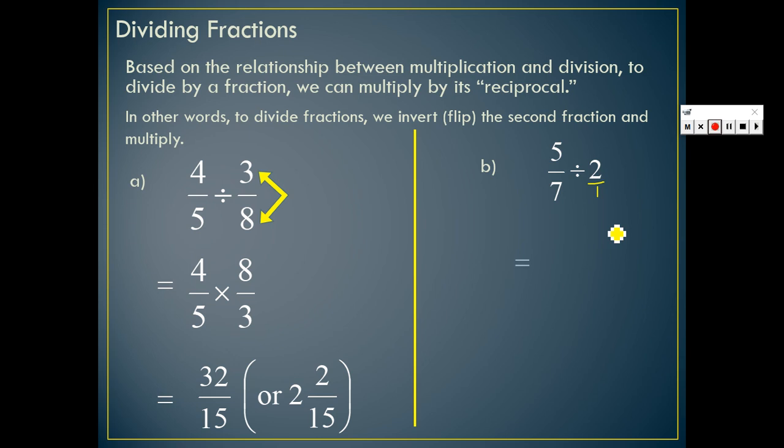So I can use my rule, which is invert the second fraction and multiply. So I get 5/7 times 1/2. And then it's numerator times numerator, denominator times denominator, 5/14. No reducing to do here. No, I don't have to go to mixed form, nothing like that.